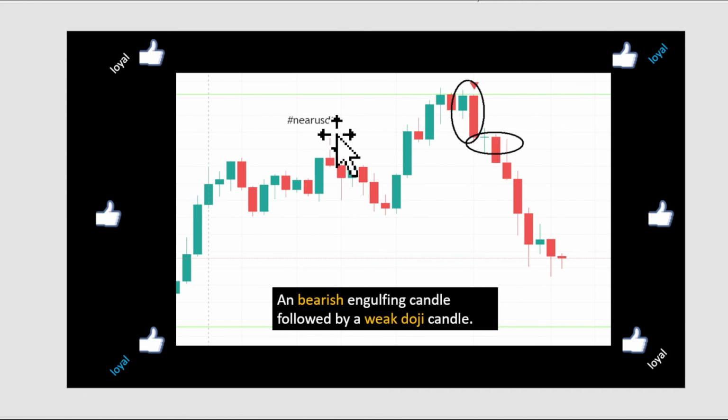From NEAR USDT, there's a very strong bearish engulfing candle occurring at a resistance, followed up by a weak doji. From previous slides, we learned that a weak doji can be a continuation pattern on a bearish trend. This occurs because the buyers fail to push the price up and form a support.